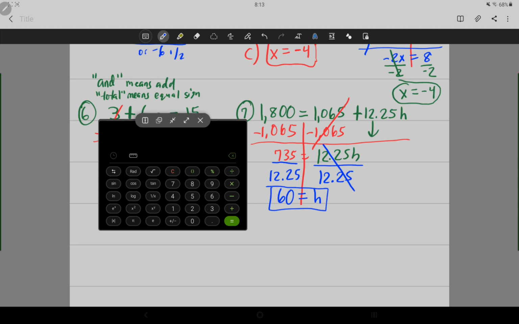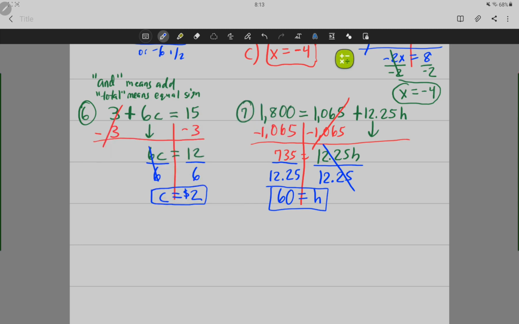What this means is Michelle will need to work for 60 hours. So she must work for 60 hours to buy the car. Remember, we always want to answer the question when we feel that we've found the solution. That's okay, but always bring it back.